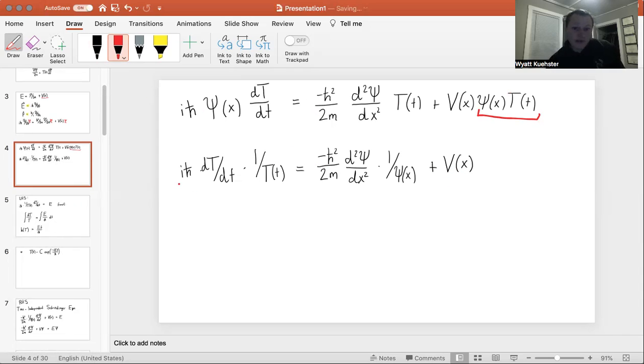And this is where the magic happens. If you'll notice, once I've divided out by big psi, what do you notice about the left and the right-hand side? They depend on different variables. This only depends on t, there are no x's on the left-hand side, and the right-hand side only depends on x, and there are no t's on the right-hand side. And so the only conclusion that we can draw from this is that both sides must be constant. So both sides constant.